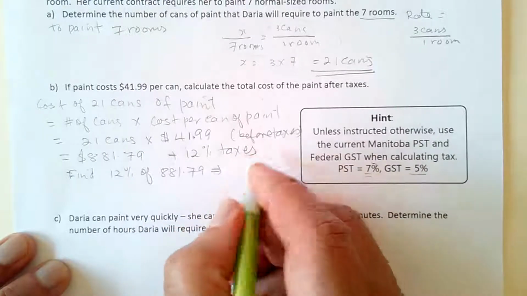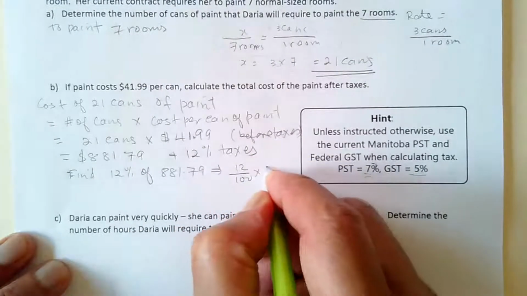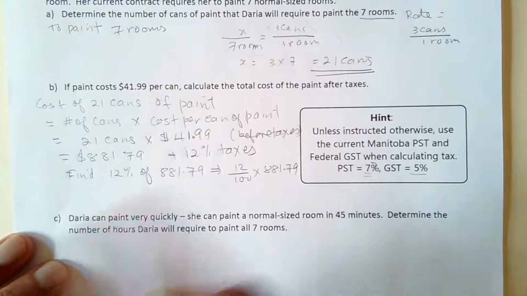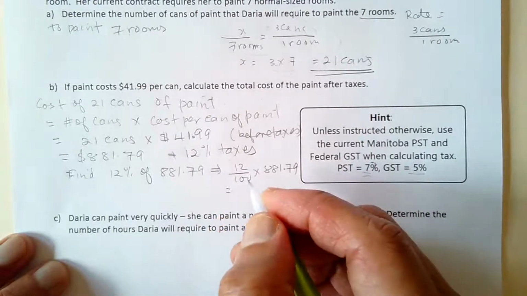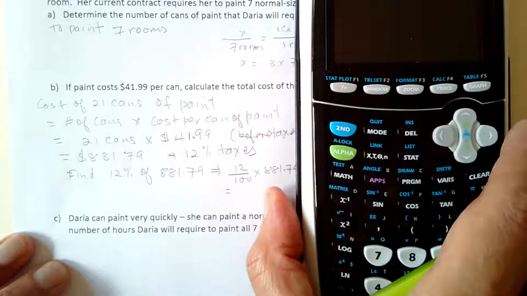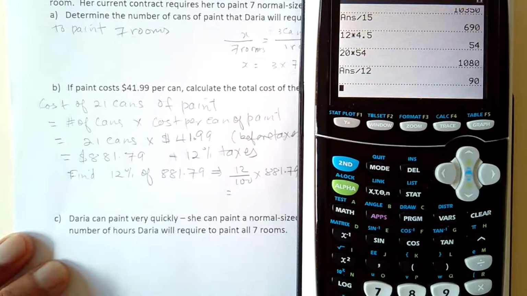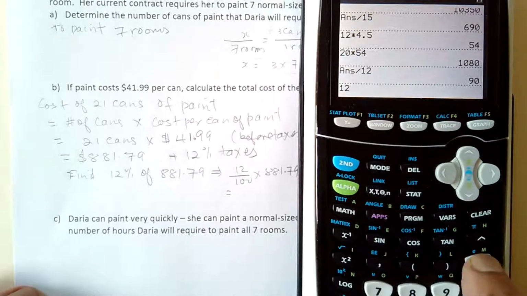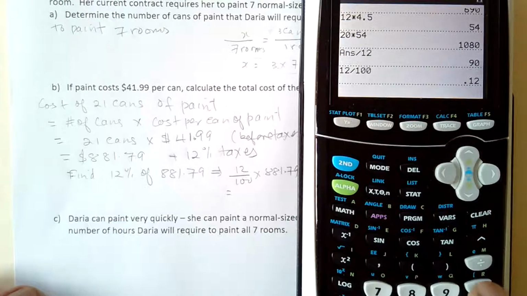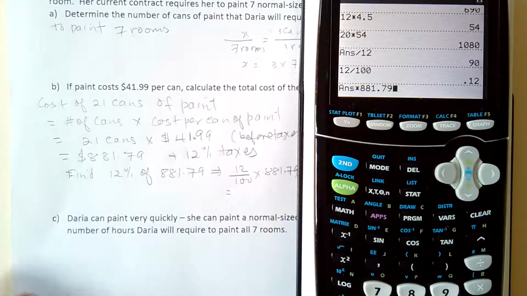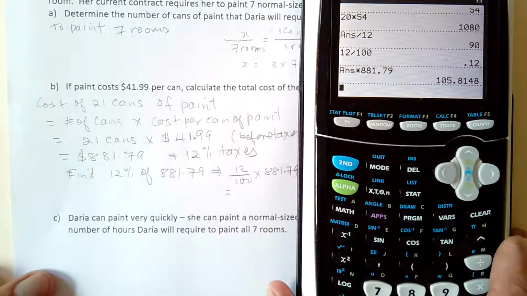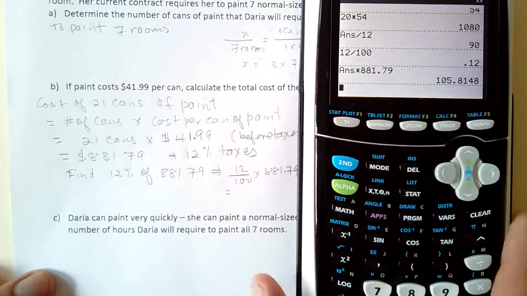$881.79, which is 12 over 100 multiplied by 881.79. There's a shortcut to this, but I'm showing the long way. This works out to be, let's work it out in our calculator here. Remember, you're converting a percent to a decimal, so it'll be 12 divided by 100 multiplied by $881.79 gives me $105.82, 81 cents. That'll be 81 cents.